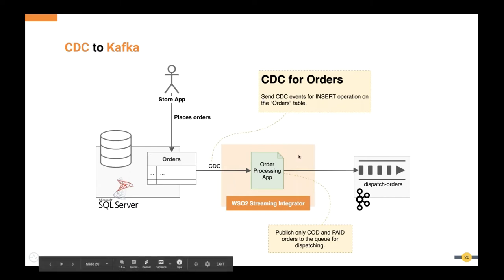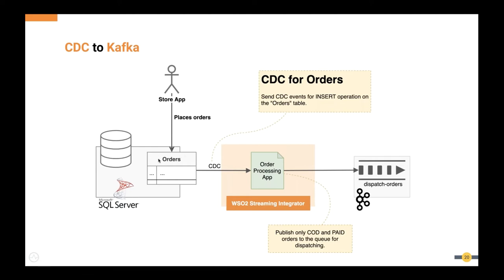Here you can see we have a CDC application which listens to data inserted into an orders table within a SQL Server database. Let's assume there's a store application which places orders in this table. The CDC application listens to these changes and captures them via change data capture. After that, we publish those messages to a Kafka topic for dispatching the order. Within this CDC application, we are also doing some filtering and some projections. Let's see how this is actually implemented.